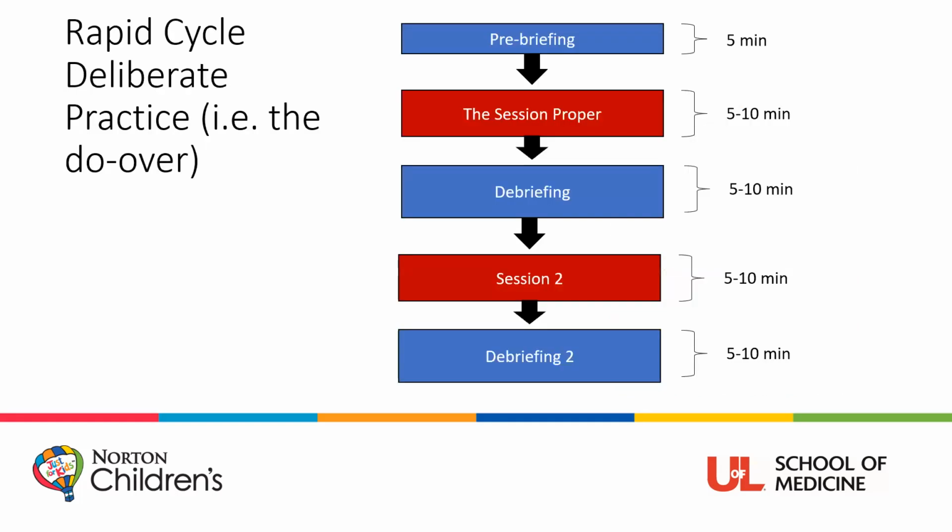So let's go over what these are. Rapid cycle deliberate practice, you can think of it as a do-over. It starts again with a pre-briefing. It's important to establish all those things, but you do it quicker. And at first you might think this is like micro-debriefing, but in fact, it's not. What happens here is that you do the pre-briefing, you go into the simulation. It's a short session designed to last maybe 5 or 10 minutes.